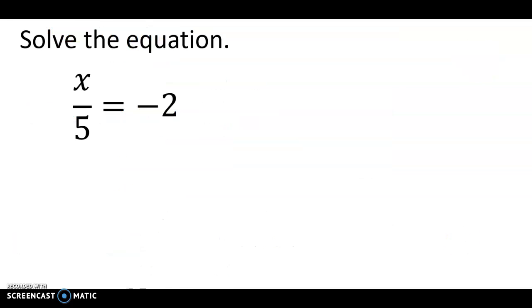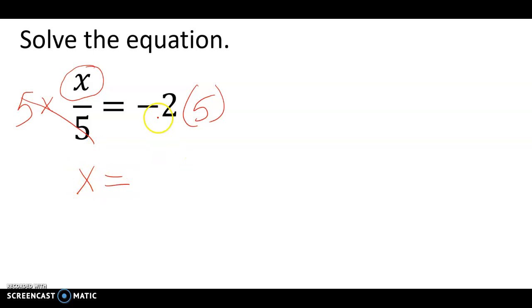So on this one right here, we have x divided by 5 equals -2. So what you want to do is you want to get the variable all by itself. So we have to get rid of the divided by 5. So the opposite of dividing by 5 is multiplying by 5. So we're going to multiply both sides by 5. That way you get x equals, and then -2 times 5 is -10. So on that one, you get x equals -10.